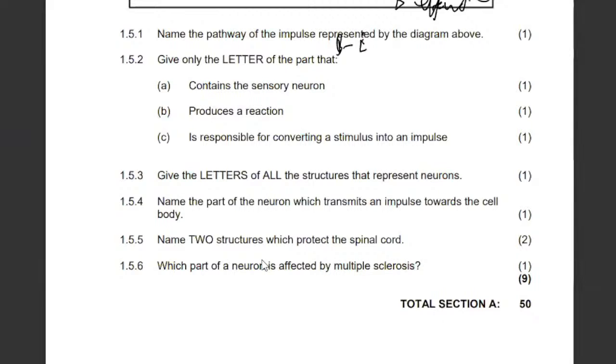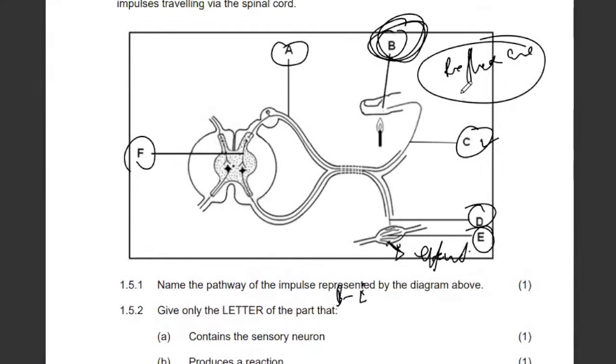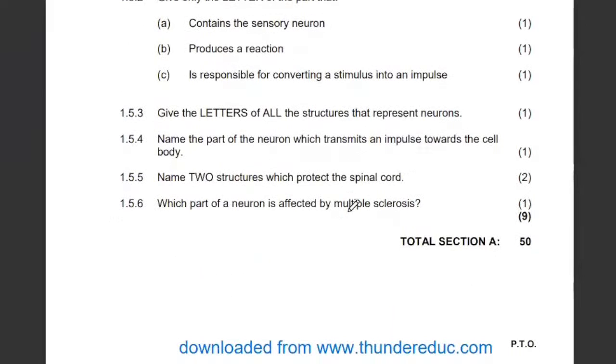Give the letter of all structures that represent neurons. So meaning that you have three types, or classes, of neurons. You have the sensory neuron, so it's going to be C. We have the connector neuron, it's going to be F, and then you have the motor neuron, that is D. So the answer for this case is going to be CFD. Yes, you can check.